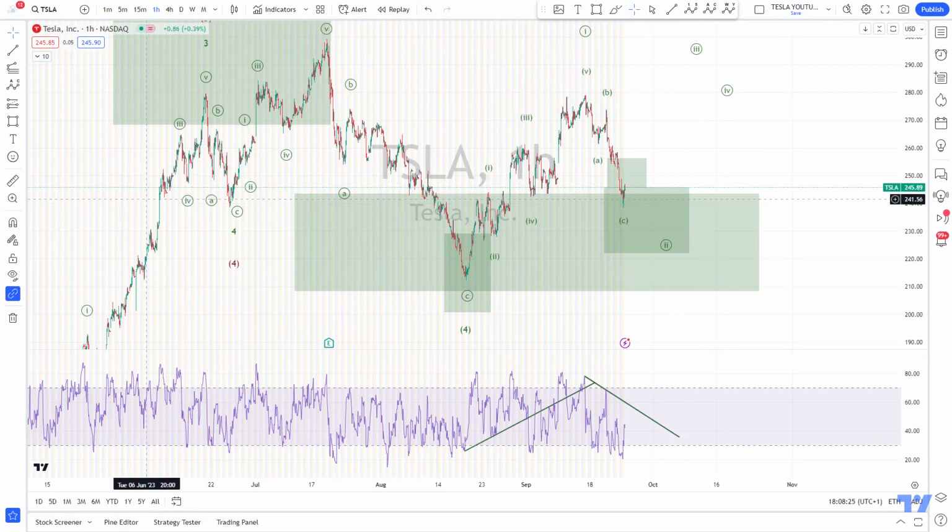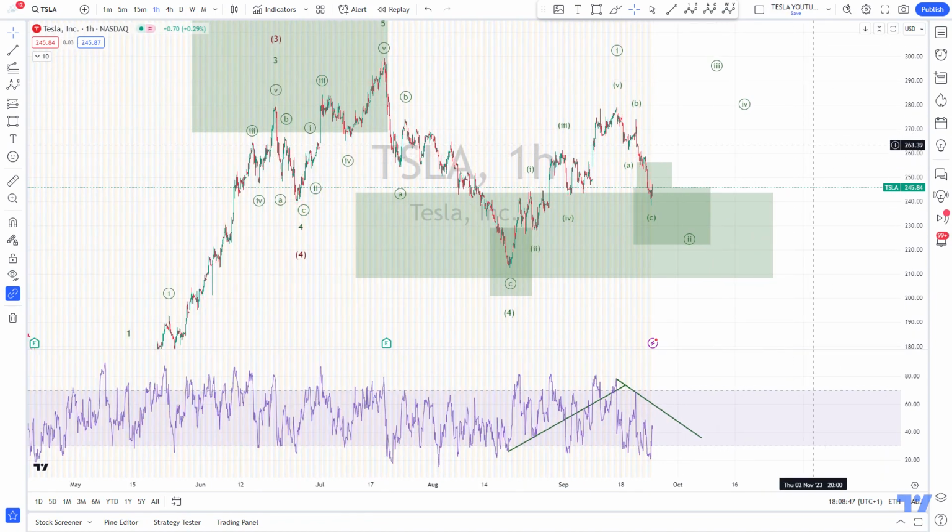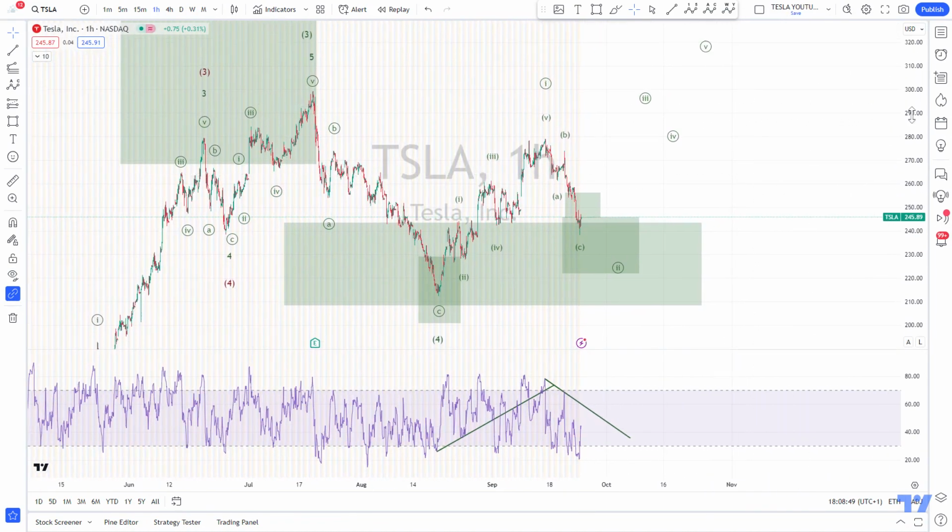This would be my take on Tesla. We had a wave 3 high here in the higher degree. Then we came down as a wave 4. And so my main expectation would be that this low is holding, that we can have some more corrective downside, but that we are actually preparing for a fifth wave to the upside.